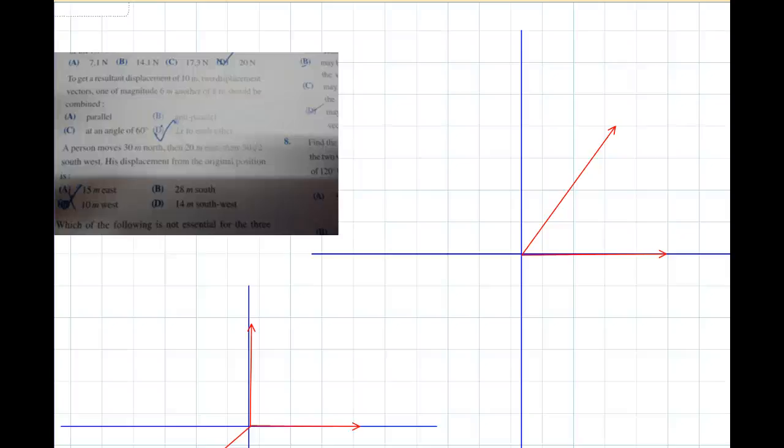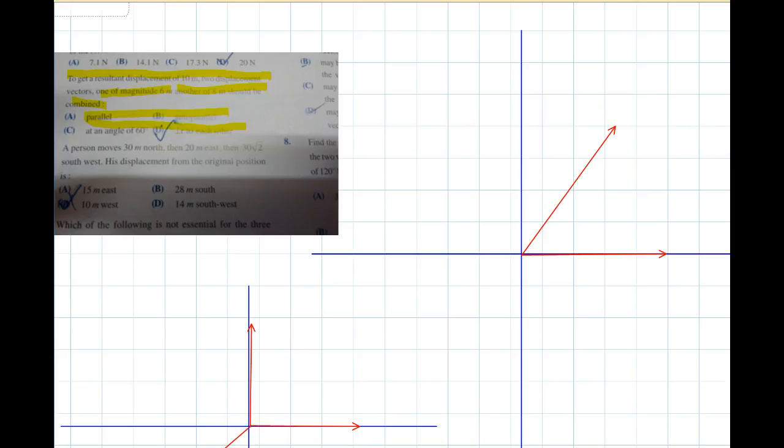Question number 2 says to get a resultant displacement of 10 meter, two displacement vectors, one of magnitude 6 meter, another of 8 meter should be combined at what angle? Now how do I find out the angle between them? One is a very straightforward answer.